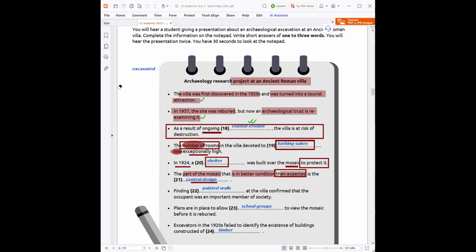Okay, next. Finding dash at the villa confirmed that the occupant was an important member of society. So they found something in the villa which gave them this confirmation that the occupant, the person who was living at this villa, was an important member of society. Maybe an aristocrat, maybe a noble, someone of high status. So what they found which confirmed this is what we have to answer. Let's listen.